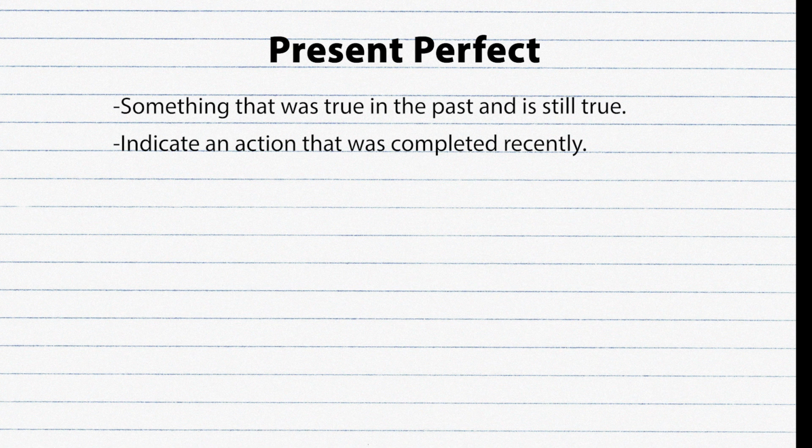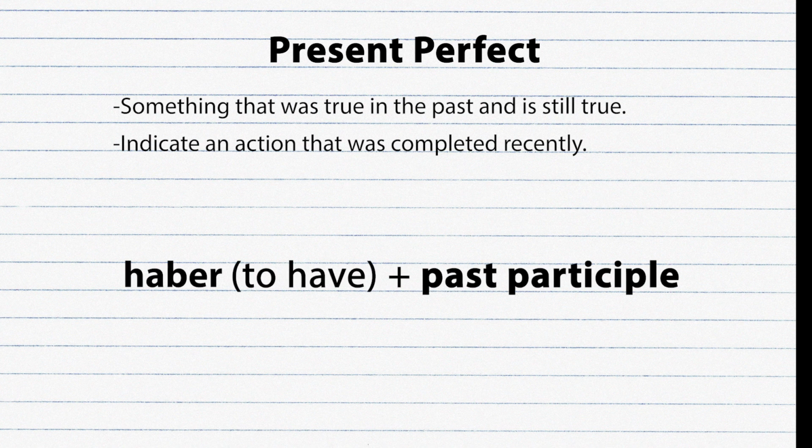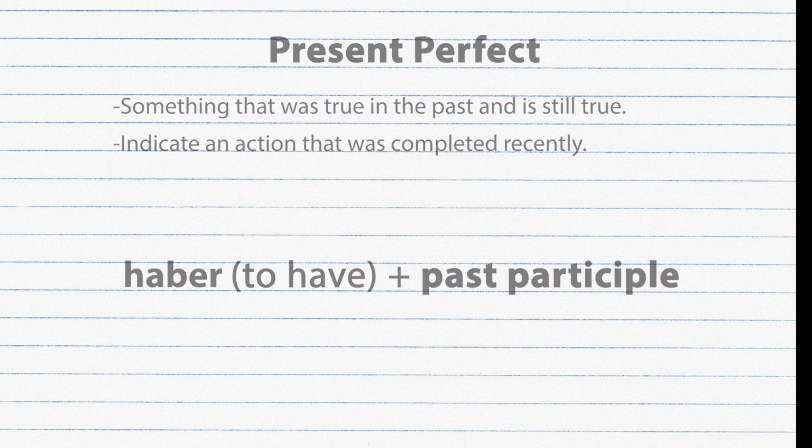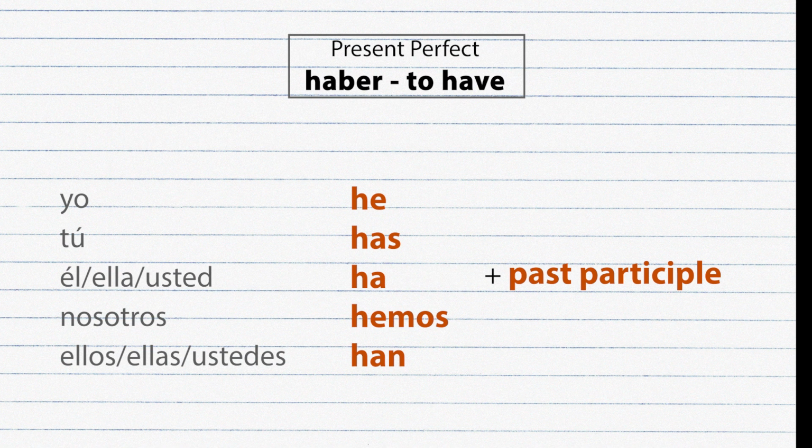Present perfect. Present perfect in Spanish is the same as the English present perfect. And we use the present perfect to talk about something that was true in the past and is still true, and to indicate an action that was completed recently. Just like in English, the present perfect in Spanish is formed by combining the verb have plus past participle. This is how we conjugate the verb haber, to have in Spanish. Has, ha, hemos, han.